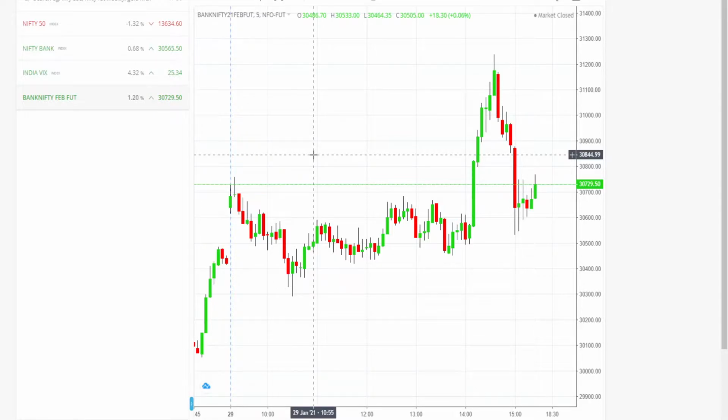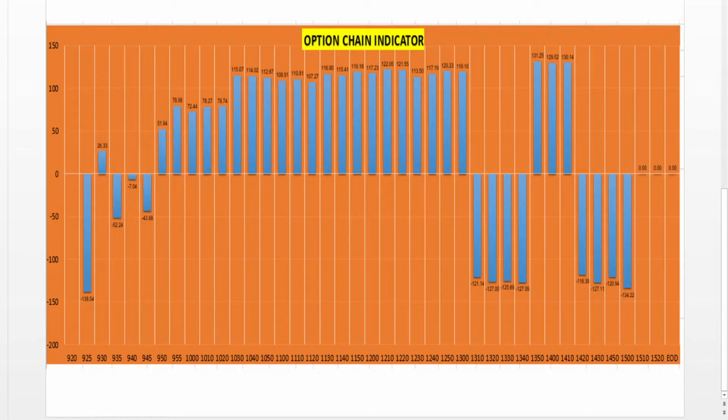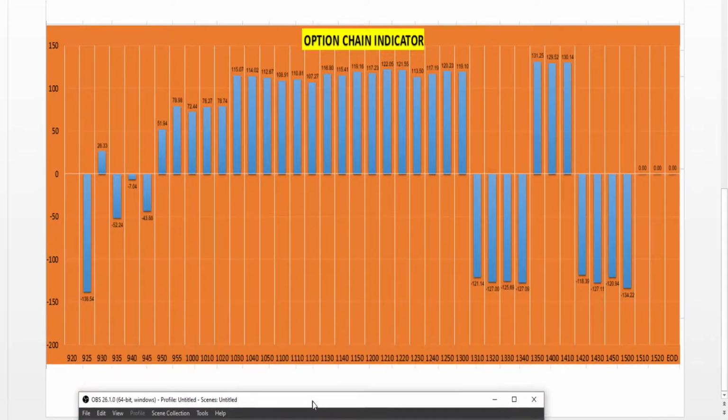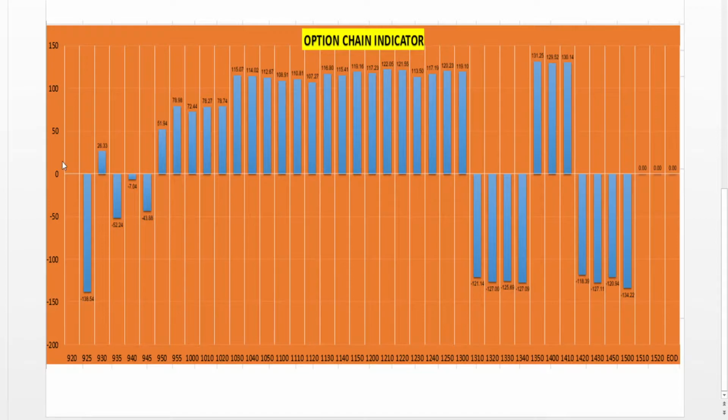So let us go to the indicator now. This is the indicator part. I think it is almost visible. This is from 9:25:30 that I have taken, afterwards it's okay. This is the first spike around 9:25. There was a downside of around minus 138 something.